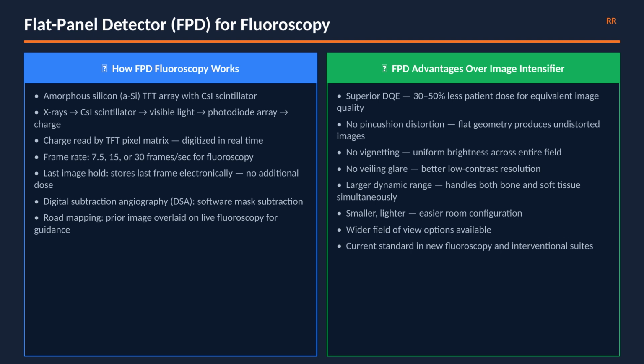Advantages over image intensifiers: DQE is 30 to 50% better, meaning less patient dose for equivalent image quality. No pincushion distortion. The flat geometry produces undistorted images. No veiling glare. No vignetting. Larger dynamic range. Smaller and lighter physical profile. An immediate digital output, directly to PACS.